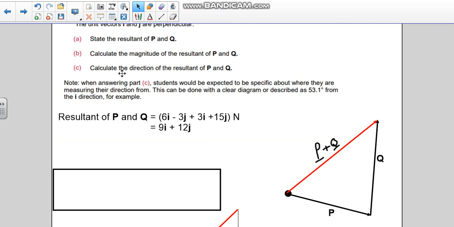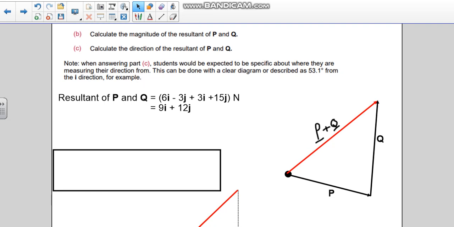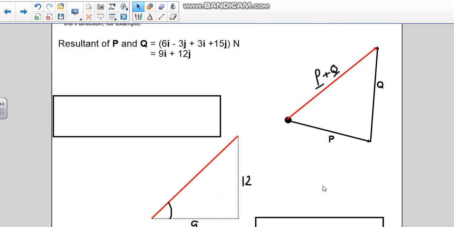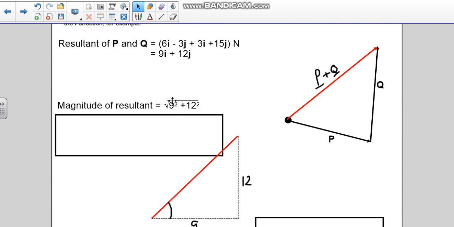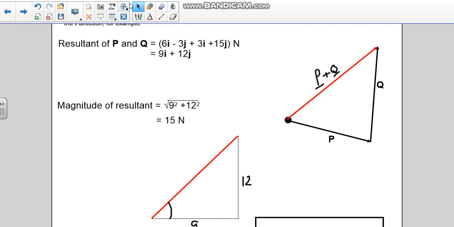Then we're asked to calculate the magnitude of the resultant of P and Q. Remember, the magnitude is the length, and we use Pythagoras to help us calculate that. If we imagine our triangle, here's my resultant vector, 9i plus 12j, so that would be 9 squared plus 12 squared, square rooted, and that would give you 15 newtons exactly. So the magnitude here is 15 newtons.